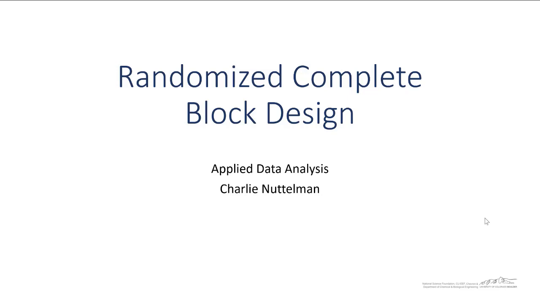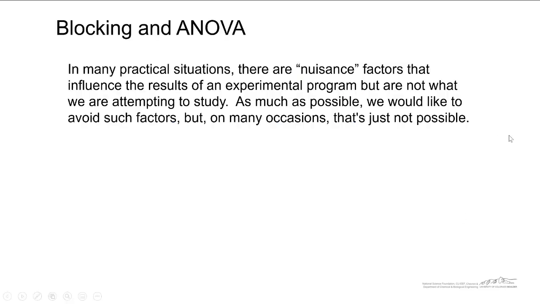In this screencast, you're going to learn all about the randomized complete block design. In many practical situations, there are nuisance factors that influence the results of an experimental program, but are not what we are attempting to study. As much as possible, we would like to avoid such factors, but on many occasions, that's just not possible. So, some examples of these different nuisance factors.